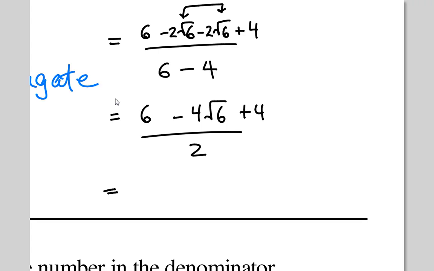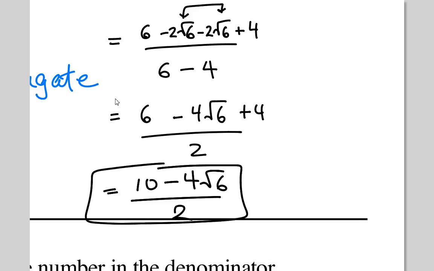So just fixing what we know. 6 plus 4 is 10. 10 minus 4 root 6 all over 2. Can I keep going on this? Okay, so 10 divided by 2 is 5, and 4 divided by 2 is 2. Final answer.